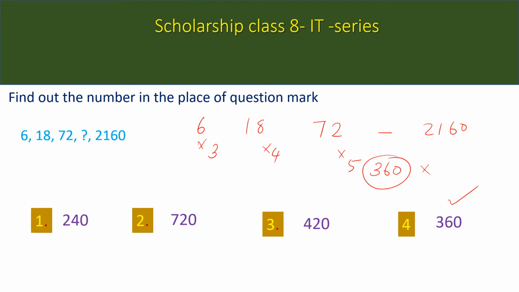We have to verify this: multiplying 360 with 6, we get 2160. So luckily this one is an easy question. Your answer is 360, and it's a simple multiplication of these numbers with 3, 4, 5, 6 in serial order, which gives the numbers 6, 18, 72, then 360 which is missing, and 2160. Let me move to another question.